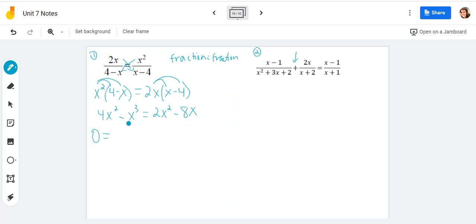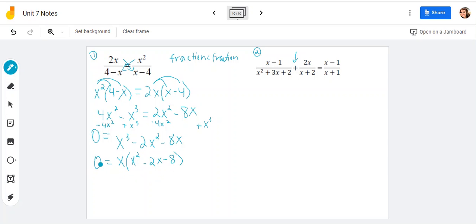So I'm going to have 0 equals, well, I can add the x cubed over here, and I'm going to subtract the 4x squared. The x cubed doesn't have a like term, but the 4x squared does, so make sure you're combining those like terms. So I end up with x cubed minus 2x squared minus 8x. So to solve, we need to use some factoring to help us. First, I always look for GCF, so I notice there's an x in common with each of these terms. So I'm going to factor out an x and get x squared minus 2x minus 8.